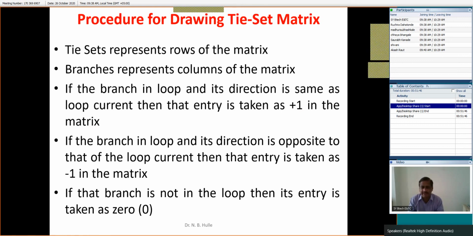Look at how the entries are made. If the branch is in the loop and its direction is the same as the loop current, then its entry is taken as +1 in the matrix. Right? And if the branch is in the loop and its direction is opposite to that of the loop current of that particular tie set, then its entry is taken as -1 in the matrix. Is it right? And finally, if that branch is not in the loop, then its entry will be taken as 0. That is the philosophy of the preparation of the tie set matrix. Believe me, it is very, very simple. I will discuss with an example.